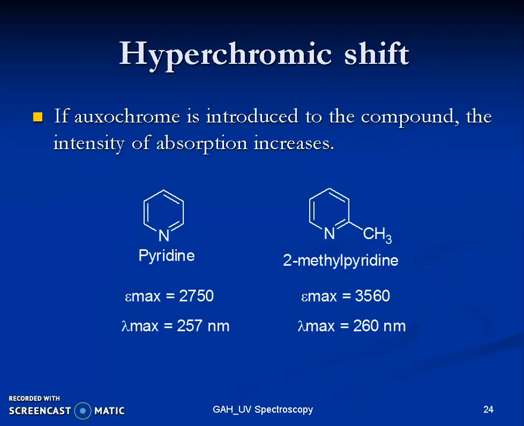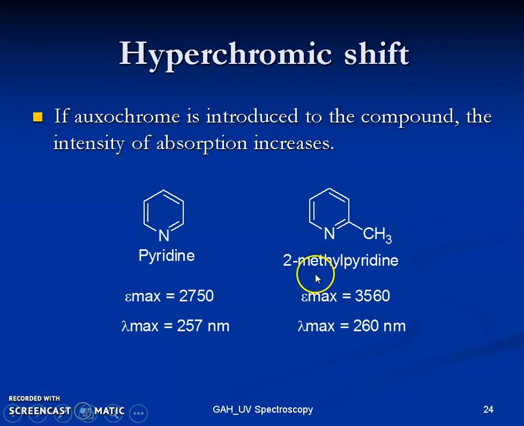And we have one more example of this, the hyperchromic shift or the intensity shift we'll be discussing here. If oxochrome is introduced to the compound, the intensity of absorption increases. As I mentioned, the hyperchromic shift is a shift in the molar absorptivity. So I have a pyridine here. To this pyridine I have introduced an oxochrome. Oxochrome is nothing but the compound which is rich in electrons, and this by itself does not have any absorption, but when attached to a chromophore like pyridine, it increases the absorption. Okay, that is the definition of the oxochrome.